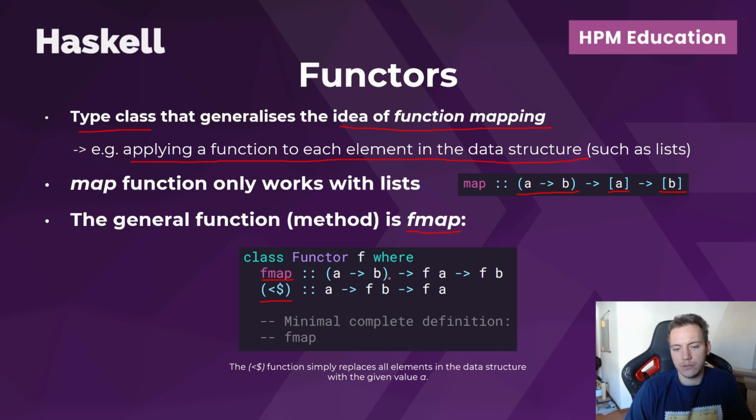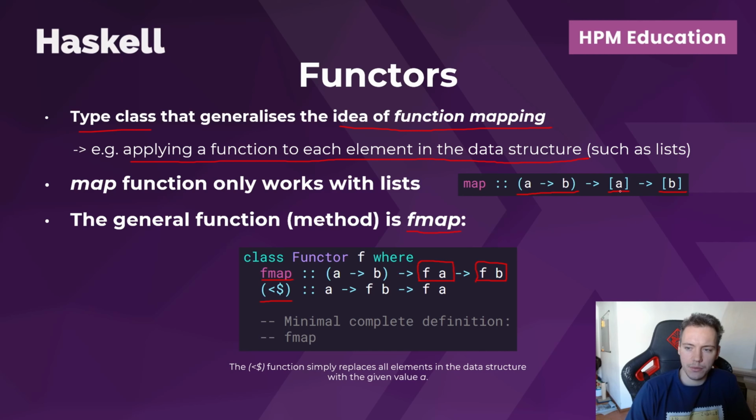We have a function from A to B, and then instead of a list of A's, we have an f a. So f is a data structure. It's a parameterized data type, right? So f is some kind of type that holds values of a. And the final result is f of b. So again, the result of applying the function a to b to f of a results in f of b. So very similar to the map type.